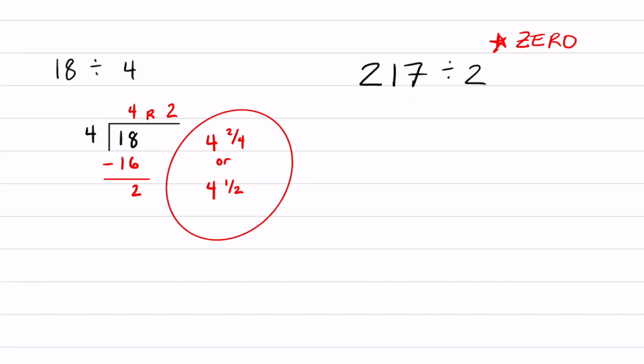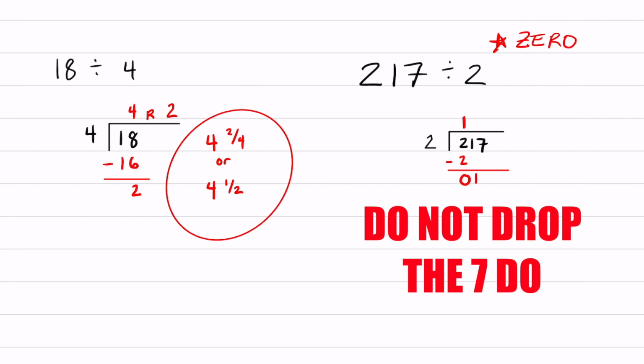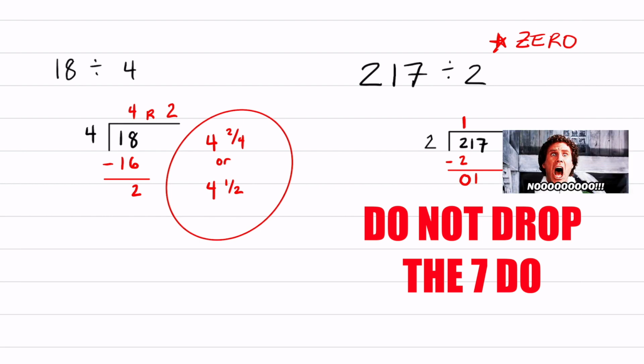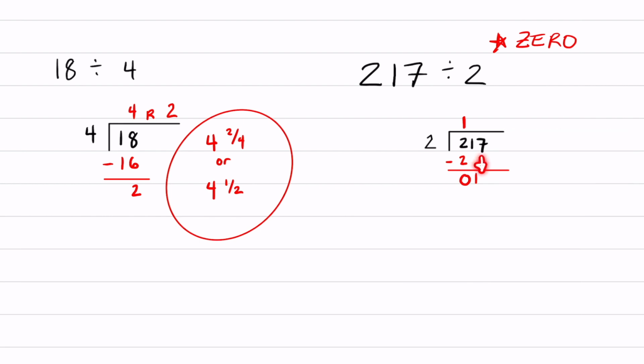Here is a special case that I want to talk about. Sometimes you'll run into a scenario like this. 2 goes in the outside and 217 goes in the inside. You ask yourself the first part, how many times does 2 go into 2? That is 1 time, and 1 times 2 is 2, which I'm subtracting from that, and I get a 0. Now I drop down the 1. So at this point, you can't just drop down that 7. Do not drop down the 7. Don't drop both of them down or you're gonna mess this up.